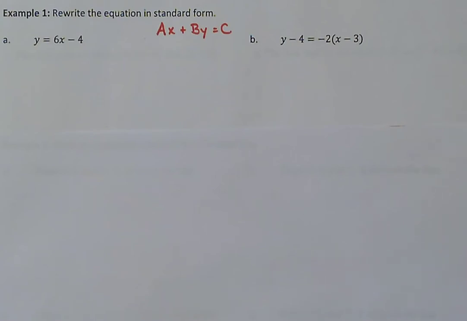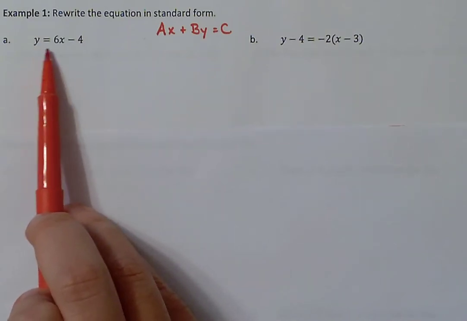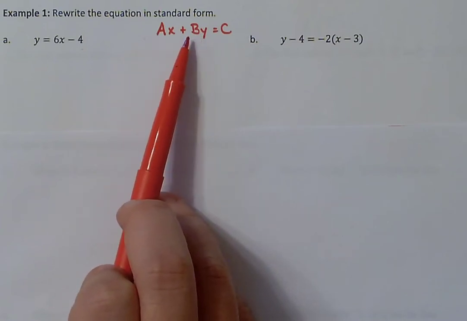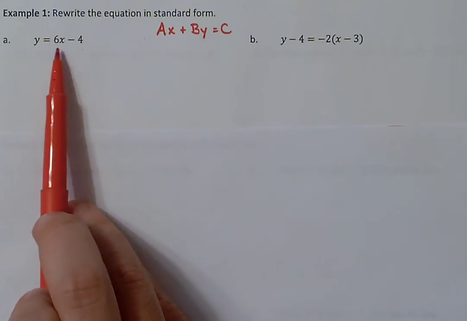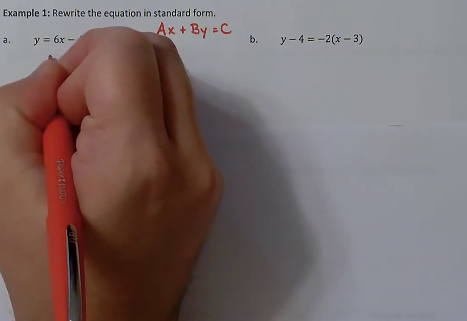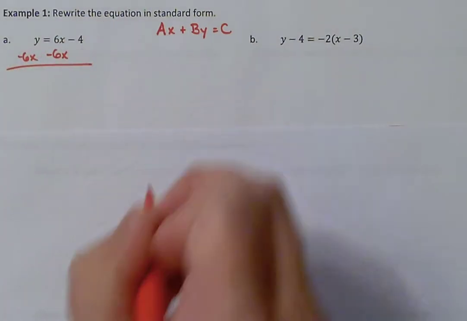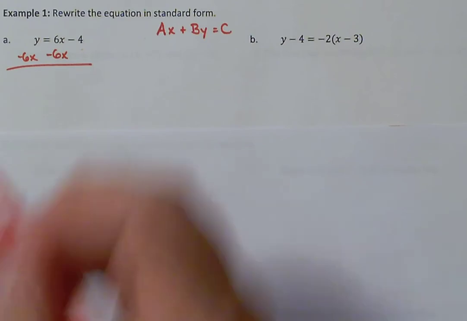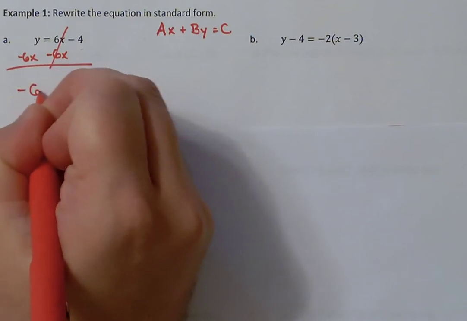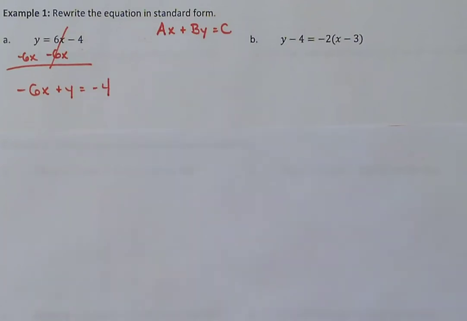Alright, so with that said, for part A, we need to take slope-intercept, which is y equals 6x minus 4, and change it into standard form. So I need to first get x on the other side. Because I have x on the right here, and it's a positive 6x, that means to do the opposite, I need to subtract 6x to the left. So when I subtract 6x to the left, that's going to go away on the right, and then I get a negative 6x plus y equals negative 4.